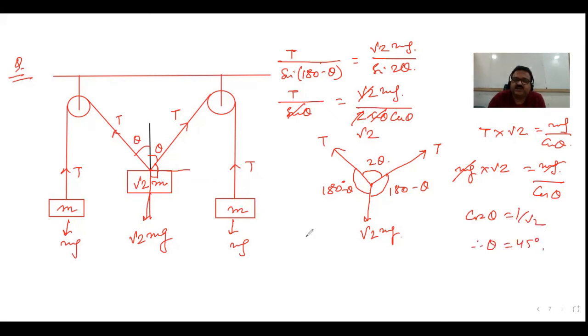So these are the problems. You can solve these problems by using the Lami's theorem method. And these are actually very shortcut tricks. If you practice more, you can solve them within a very short span of time.